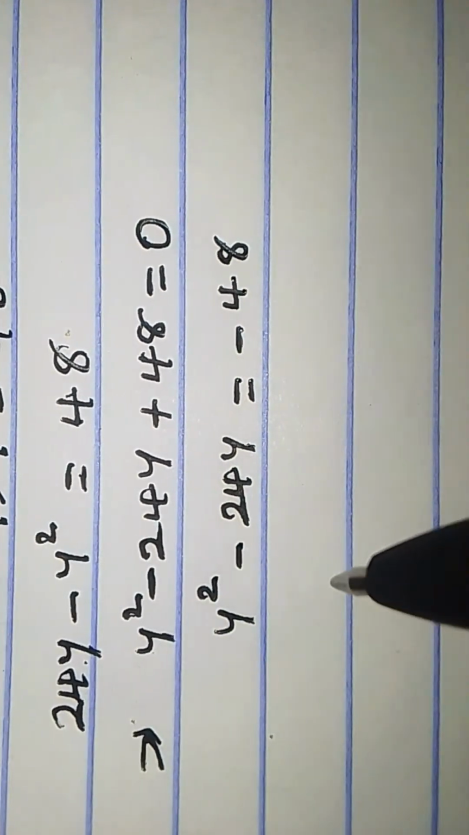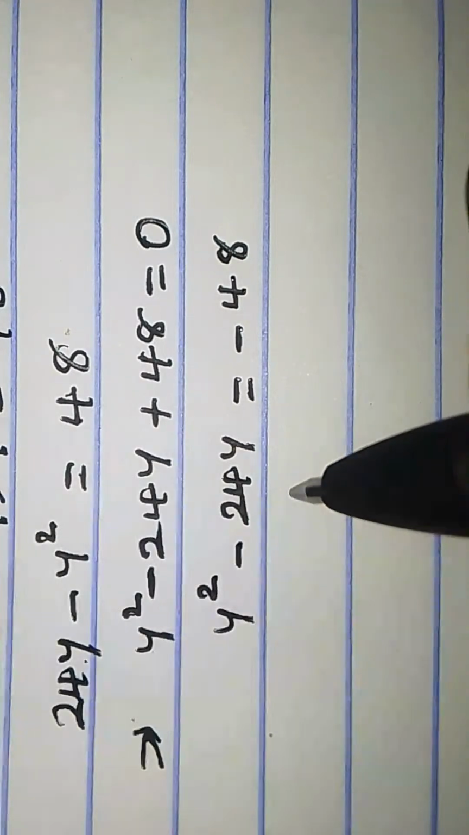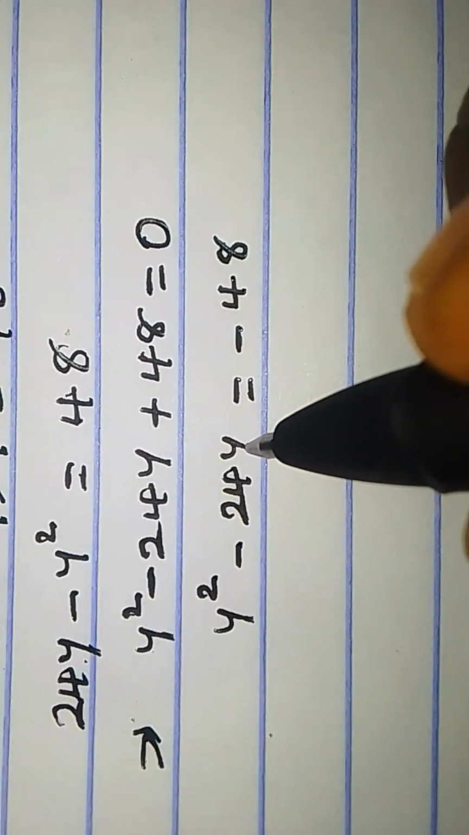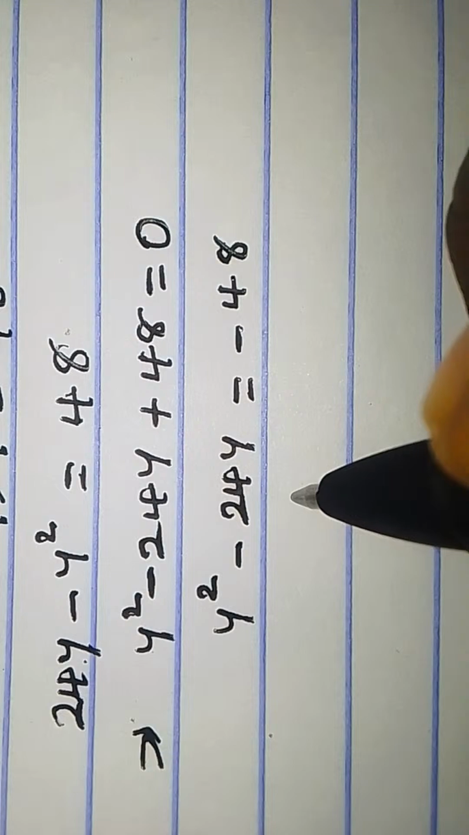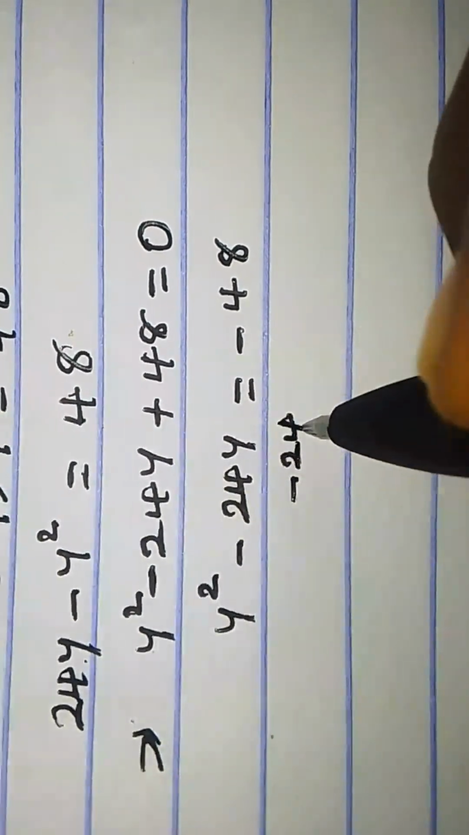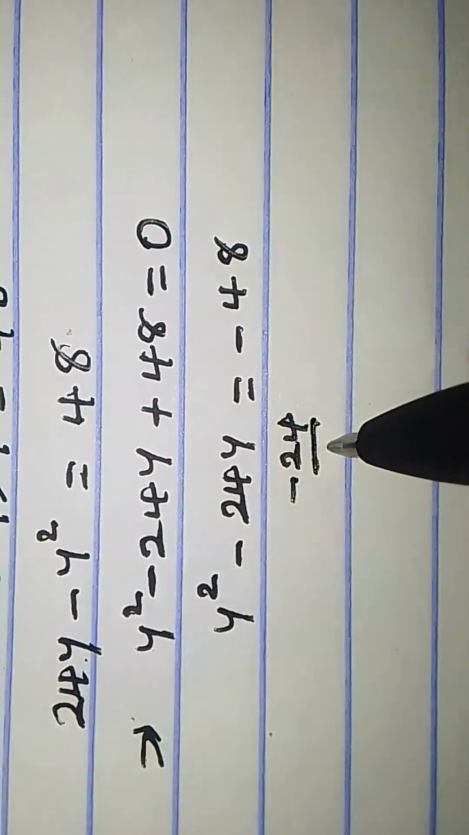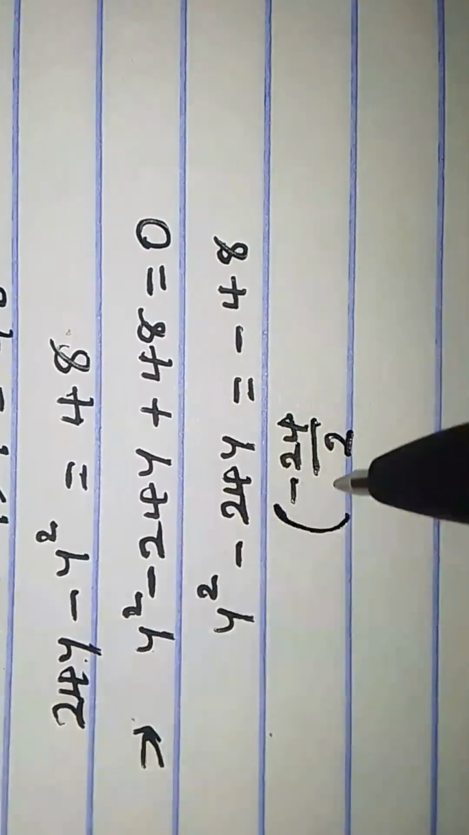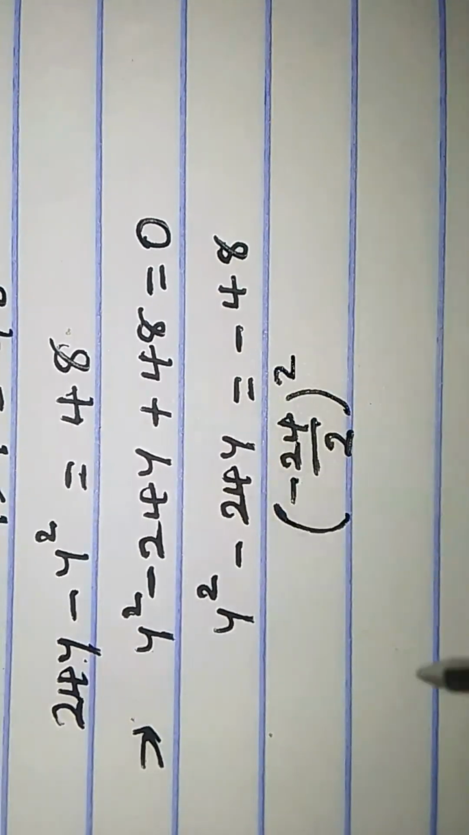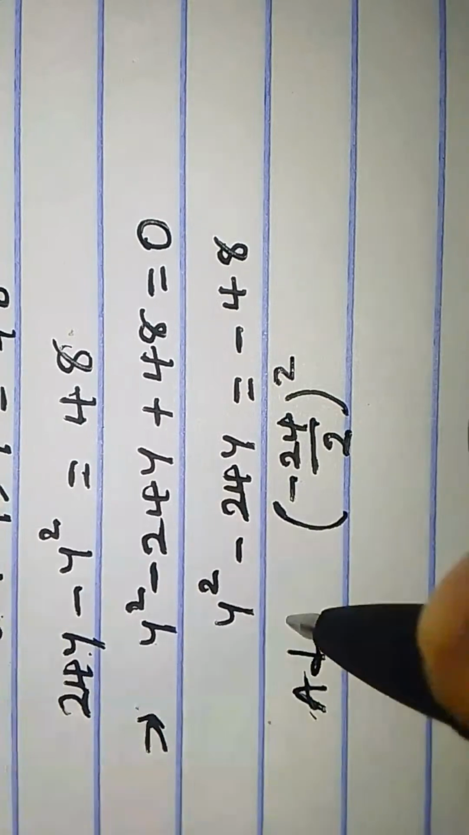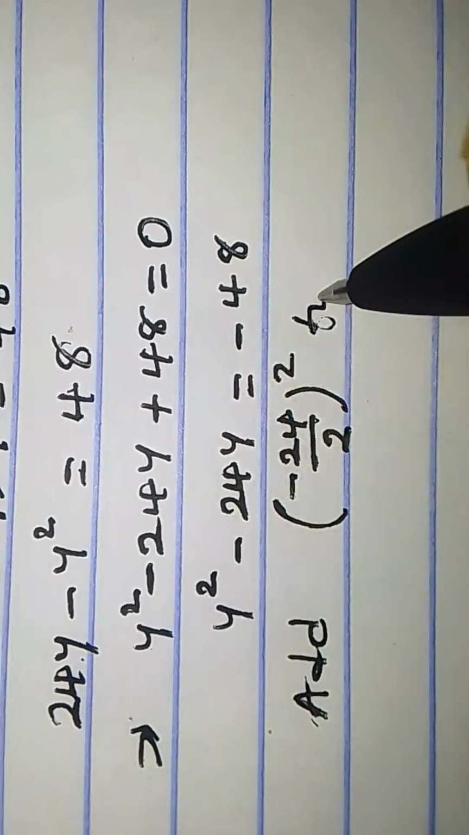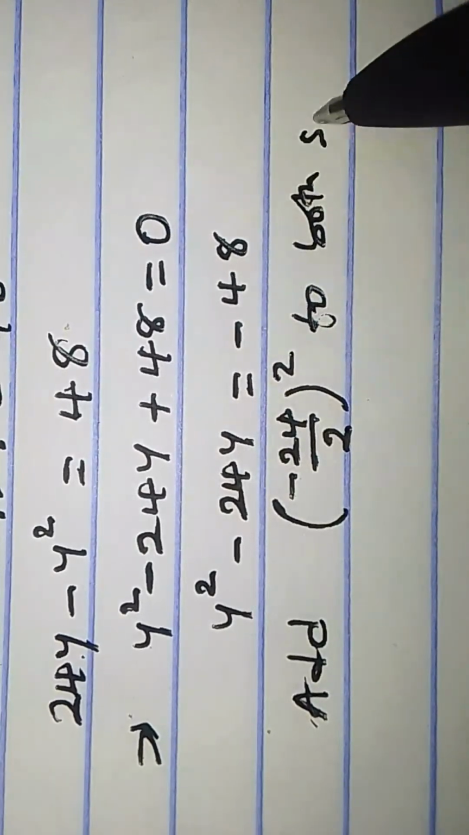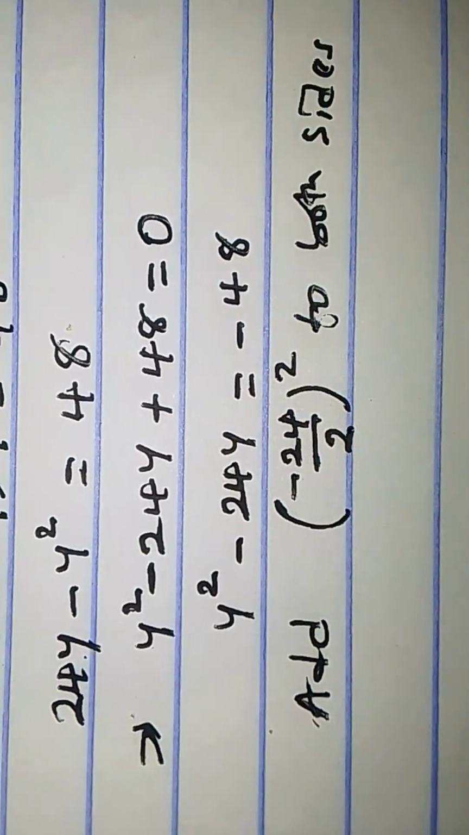The second step is that we're going to add half of the coefficient of y, and at the same time square it, to both sides. The coefficient of y here is minus 24. So half of it is minus 24 over 2, and we square it. That means we are going to add (minus 24 over 2) all squared to both sides. That's the second step.